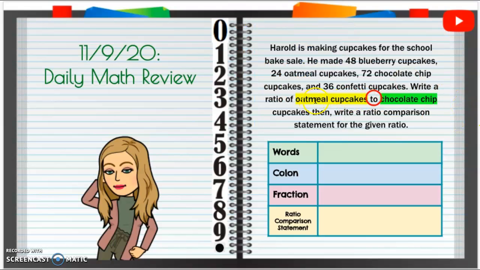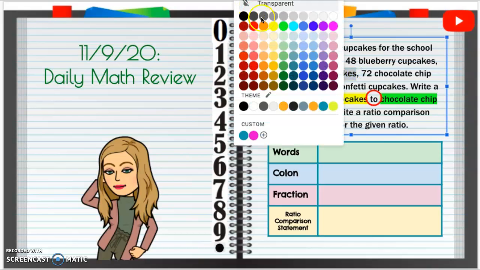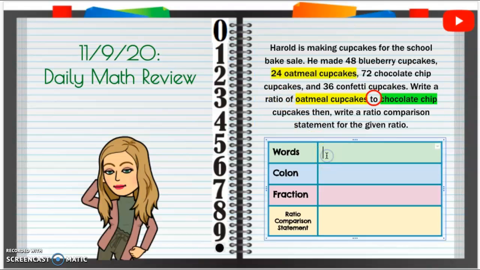All right, so how many oatmeal cupcakes are there? Well, oatmeal cupcakes right here. It says there are 24 oatmeal cupcakes. So I know 24 is going to be my first number. The word "to" means T-O.